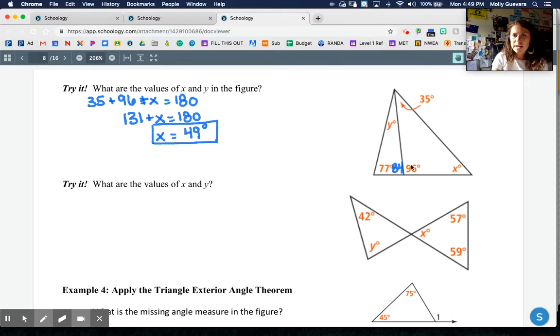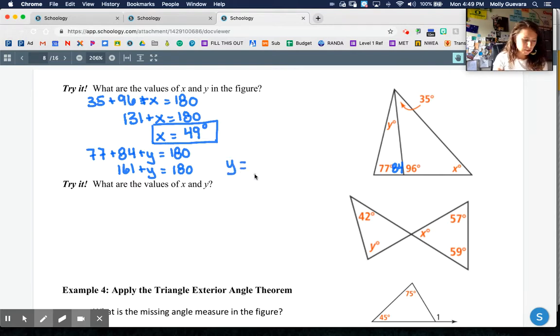So now I have a triangle where 77 plus 84 plus y equals 180. So now that's something that I can add up. So 77 plus 84 is 161. So 161 plus y equals 180. Right? Subtract 161 from both sides, and I get y equals 19 degrees. So hopefully that makes sense, right? That was a little bit different, but the same idea.